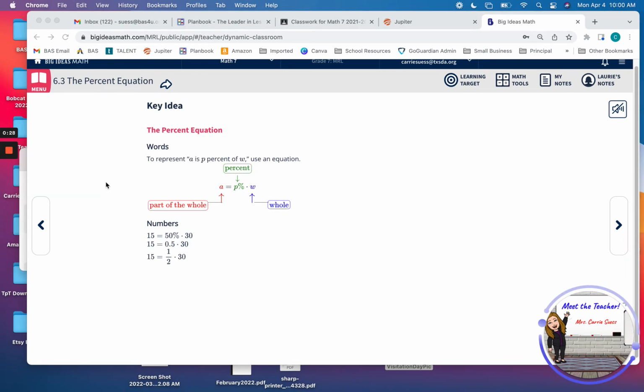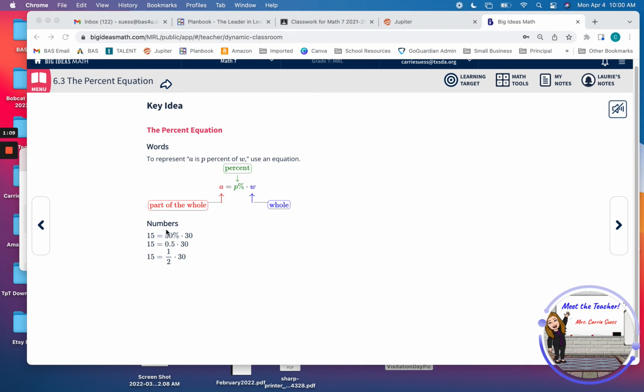All right, so for this lesson, you need to have written down this percent equation in your journals. And let's go over what each variable means here. The whole equation is A is P percent of W. A stands for what? Part of the whole. So this will be a smaller number than the whole number. P stands for percent, and W stands for whole. So for instance, they're telling you that 15 is 50% of 30 here. You see how that works for that equation?